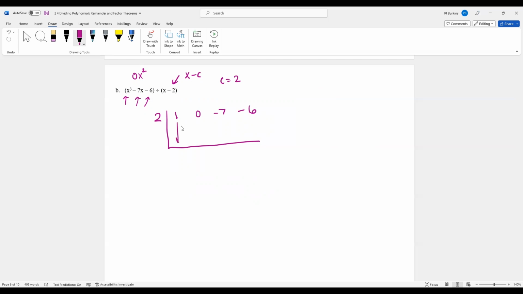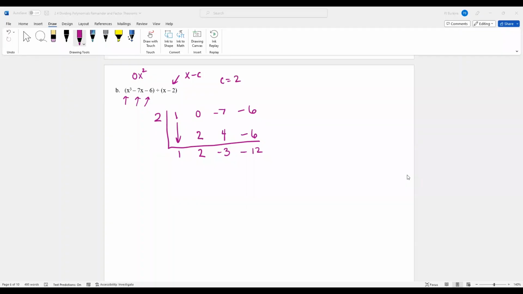Bring the first term down. 2 times 1 is 2. Add down the column. We get 2. 2 times 2 is 4. Put that here. Add down the column. Negative 7 plus 4 is -3. 2 times -3 is -6. Add down the column, we get -12. So it appears this time we end up with a remainder.